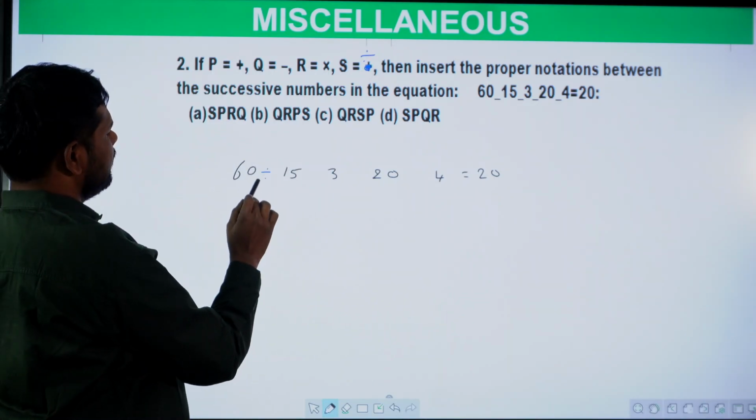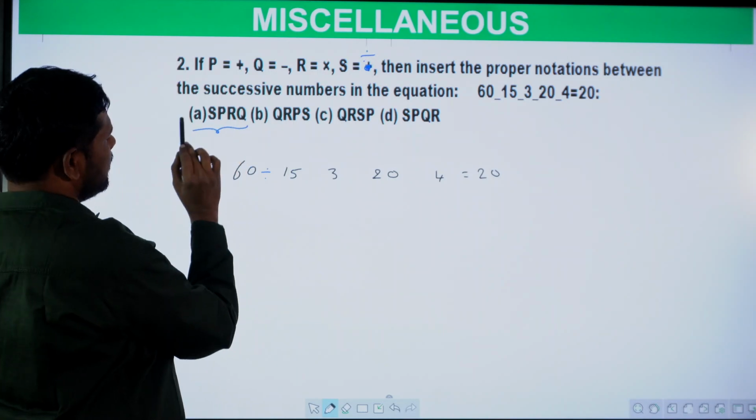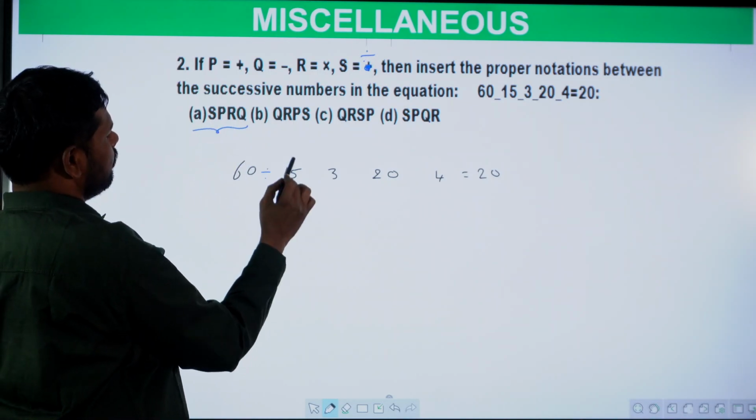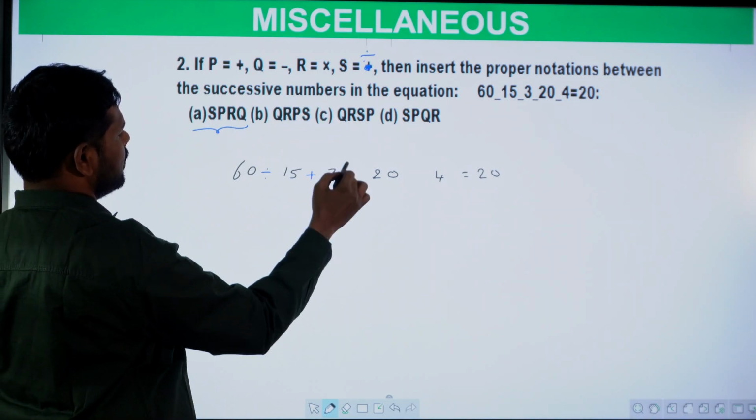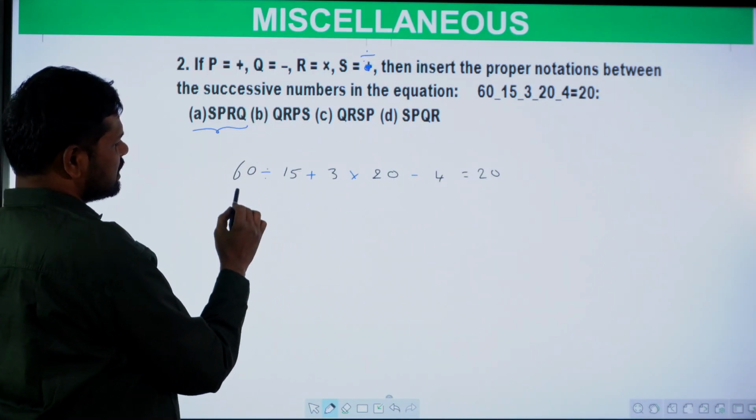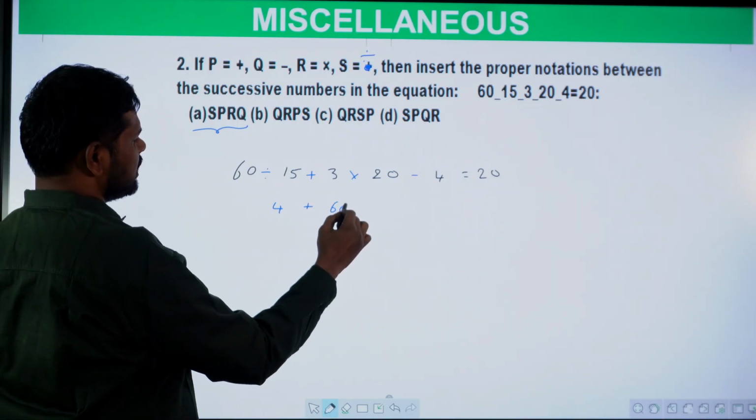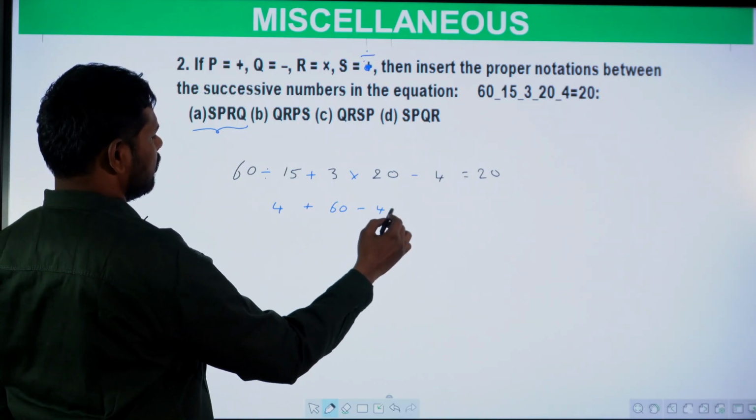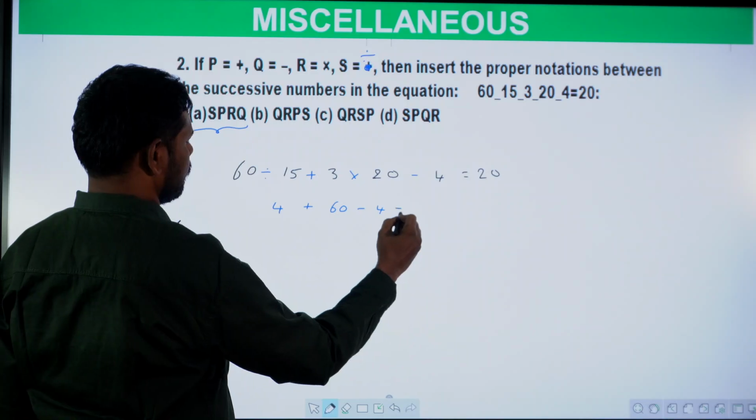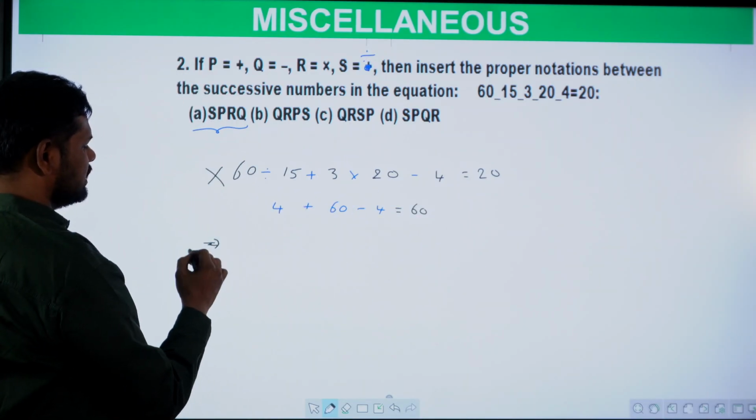So 60 divided by P means 60, taking the first option. S means divided by, P means plus, R means into, then Q means minus. You solve this one: 60 by 15 means 4, plus 3 into 20, 60 minus 4, 64 minus 4. The value is 60, not 20. That's why the first option is wrong. Then go for the second option.